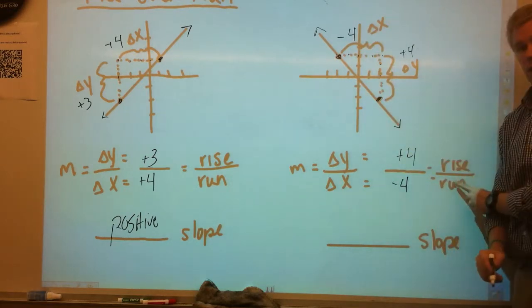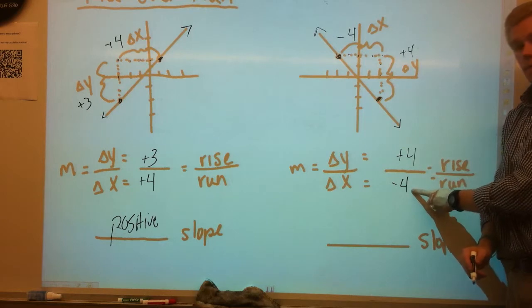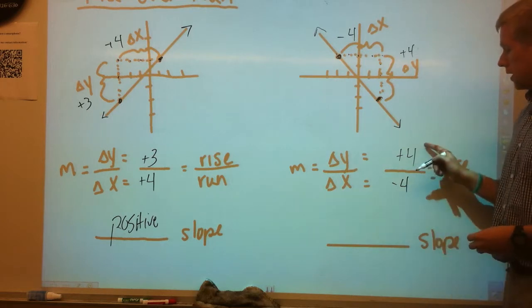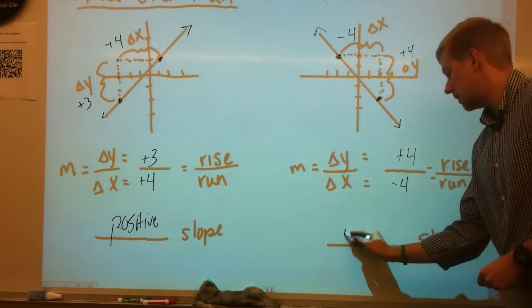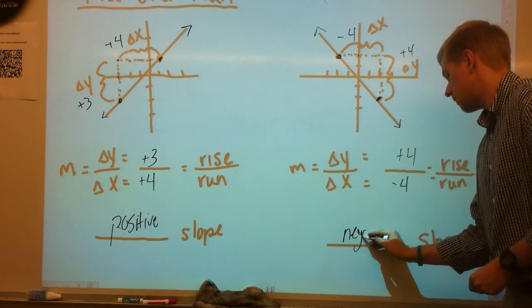Now, that's still my rise over my run. I went up 4 over to the left 4. Because I have different signs, this is going to be a negative slope.